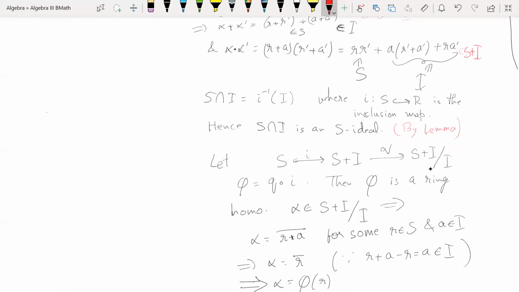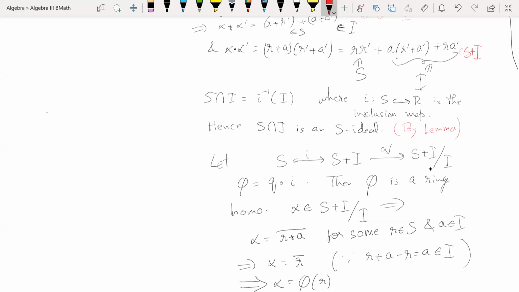Then we want to show that alpha is phi of something in S. So what is alpha? Alpha is an element of S plus I mod I.